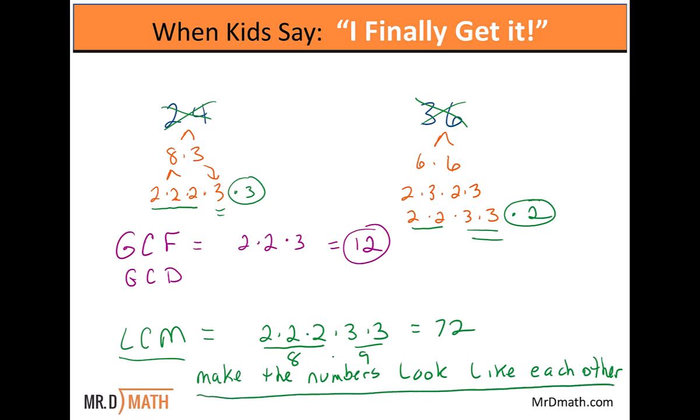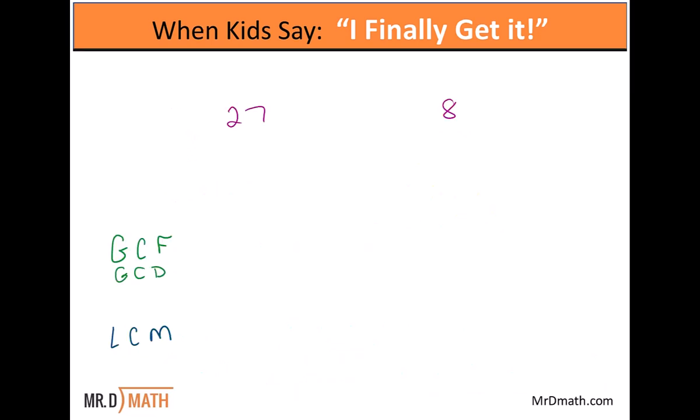But what if they don't have something in common? What do we do then? Well, let's find out. Let's look at the next example. Here we're going to take a look at 27 and 8. 8 is what? You know, it's 2 times 2 times 2. That's all done. What about 27? It's 9 times 3, which we would say is what? 3 times 3 times 3.